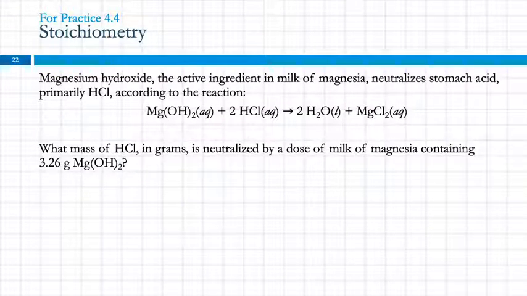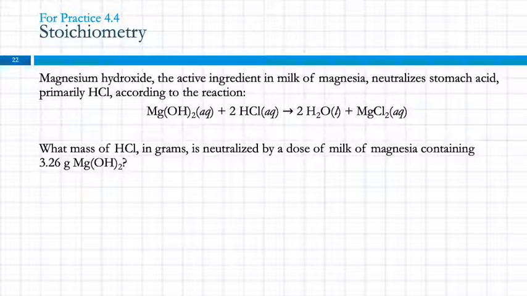Let's do another example. Magnesium hydroxide, the active ingredient in milk of magnesia, hence the name magnesia, neutralizes stomach acid, primarily HCl, according to this reaction. What mass of HCl in grams is neutralized by a dose of milk of magnesia containing 3.26 grams of magnesium hydroxide? So this is a chemical reaction that might occur in your stomach when you take an antacid.